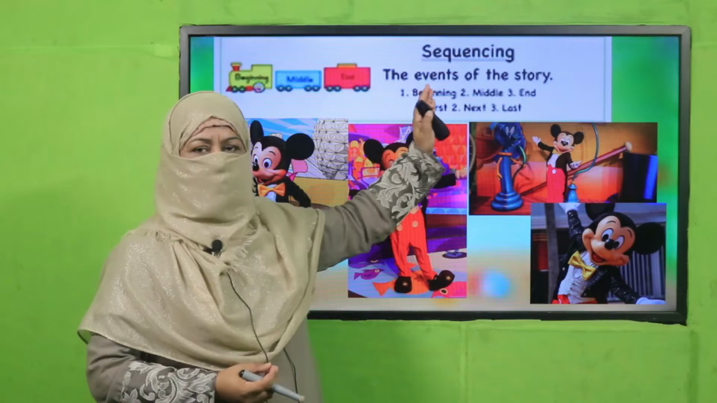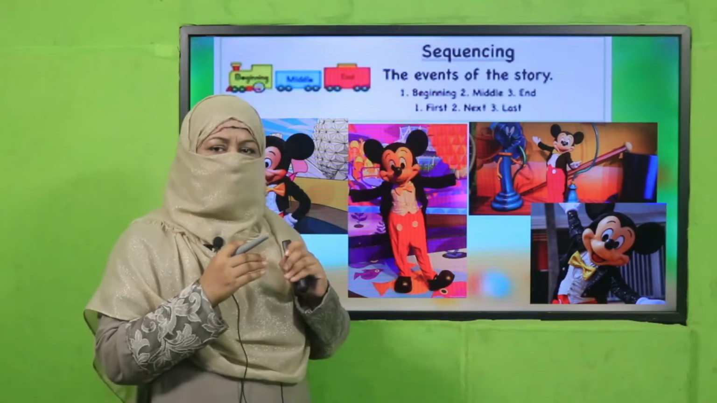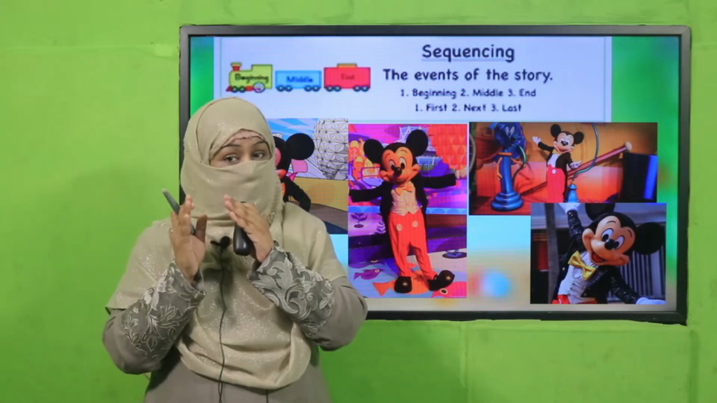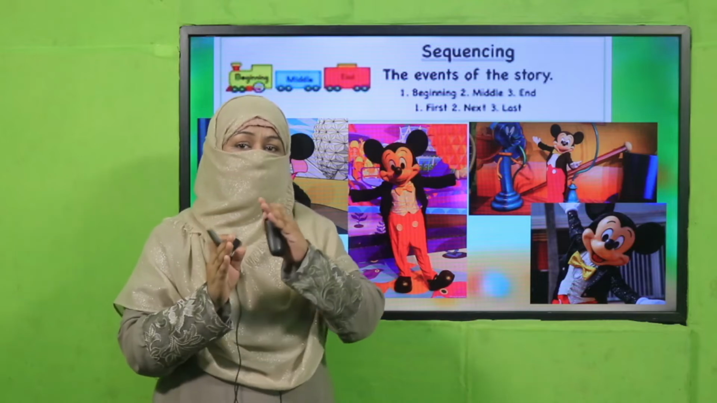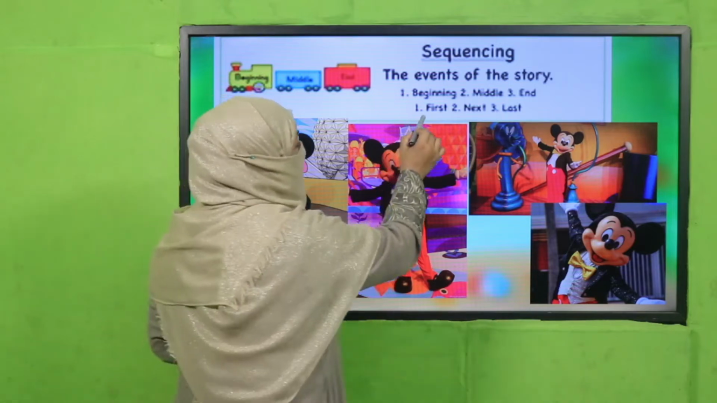Then comes the sequencing. What does sequencing mean? Because we have to tell, as I told you, first what happened, then next. So we have to tell the sequence.